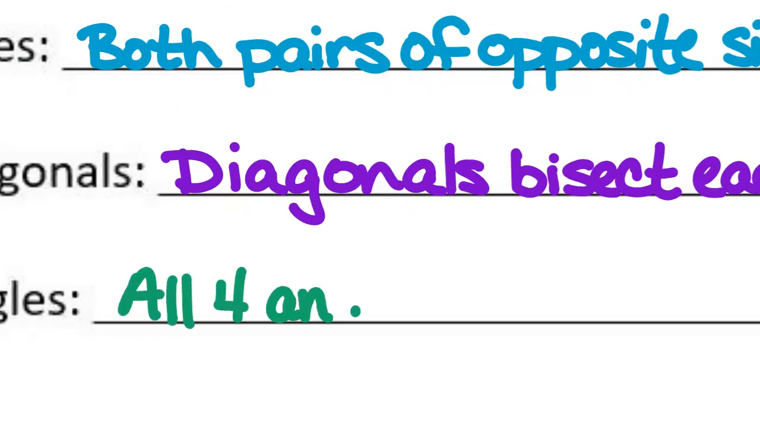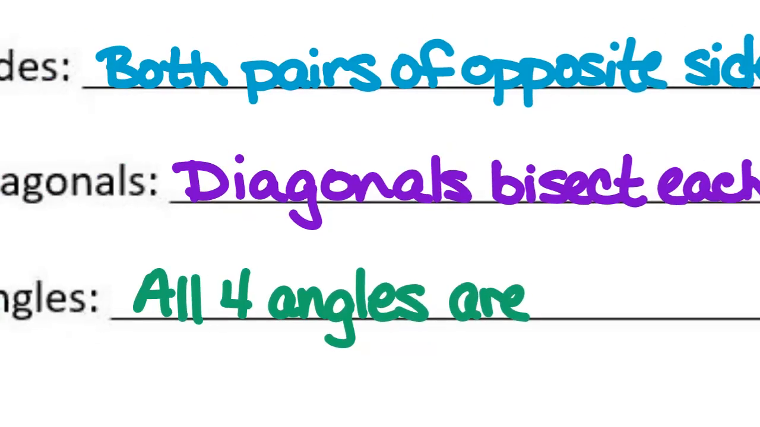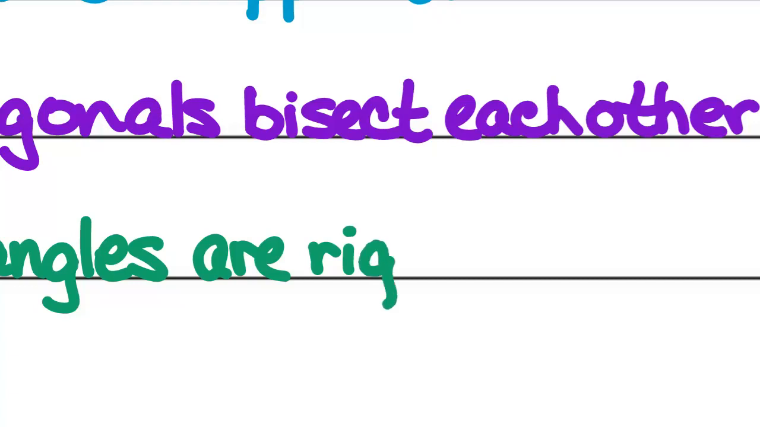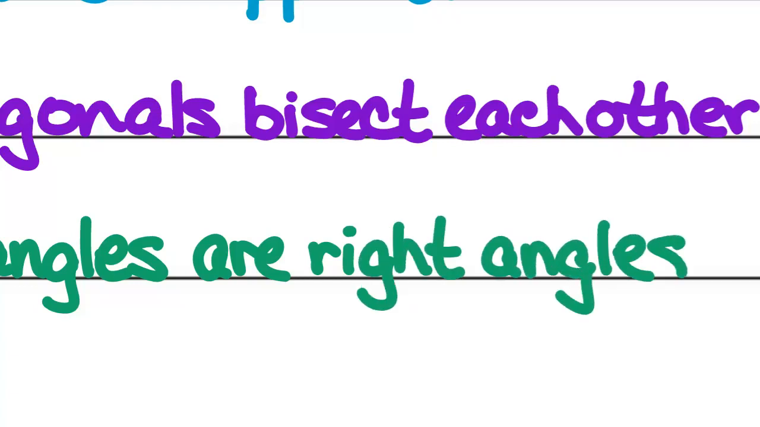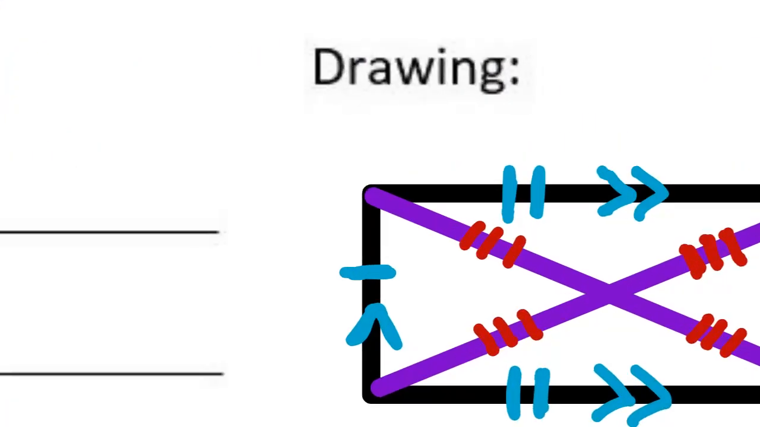And then what we know about the angles is all 4 angles are right angles. So coming into the corners of my rectangle, every single corner on that rectangle is a right angle.